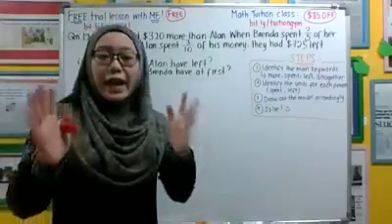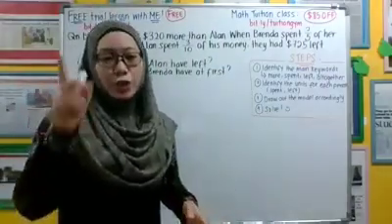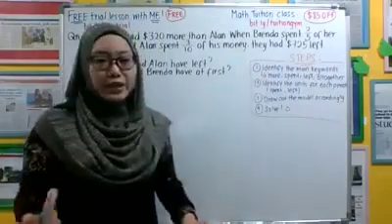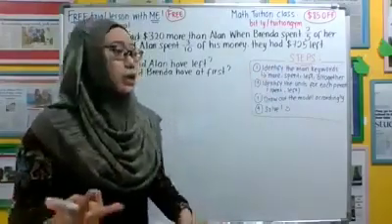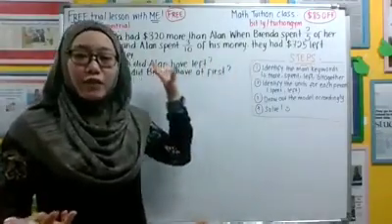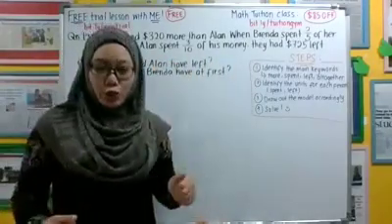To solve any problem sum, you need to read the question once through to identify the main keywords, and then the second time reading is to actually link whatever you identified to the concept you're going to use.